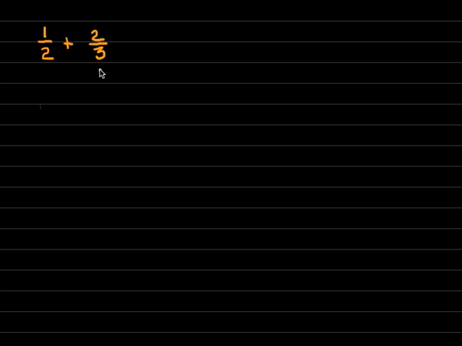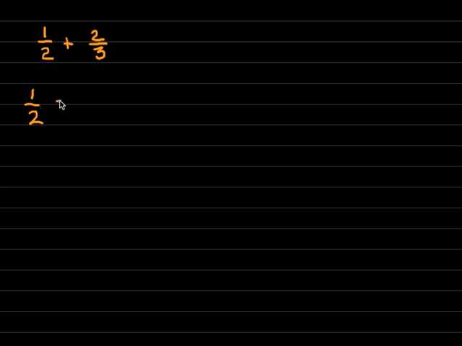So we want to add 1/2 plus 2/3. Those denominators are not the same, so we can't simply add 1 plus 2 and get 3 of something. So we're going to use that idea of equivalent fractions to help us out. We're going to start by writing equivalent fractions for 1/2.